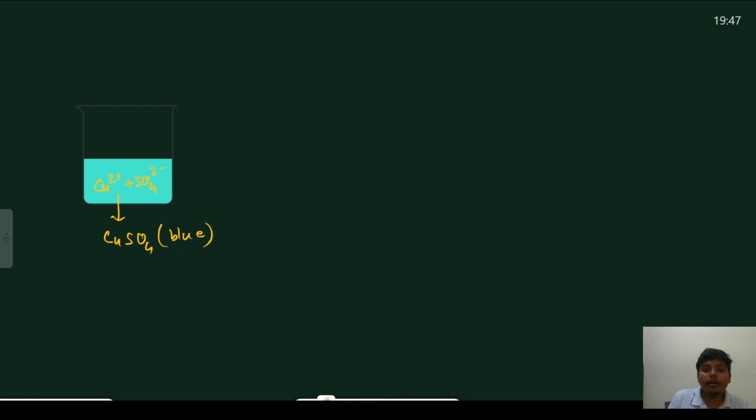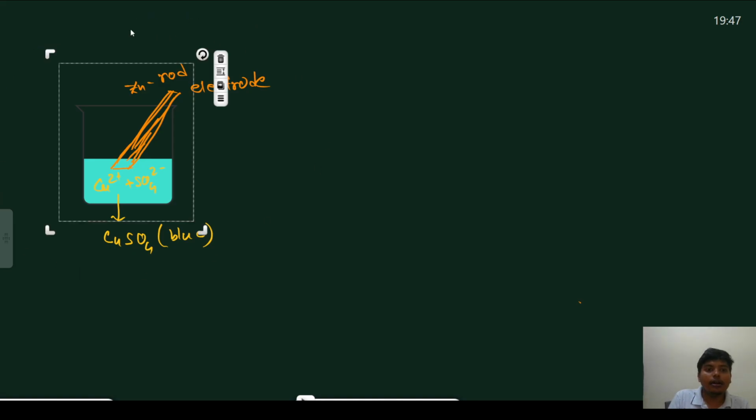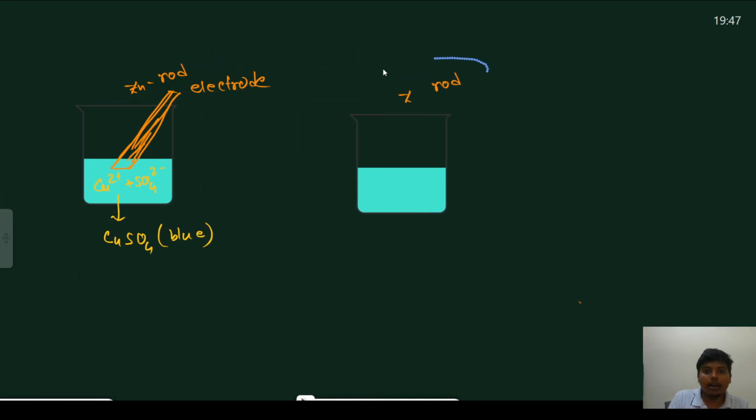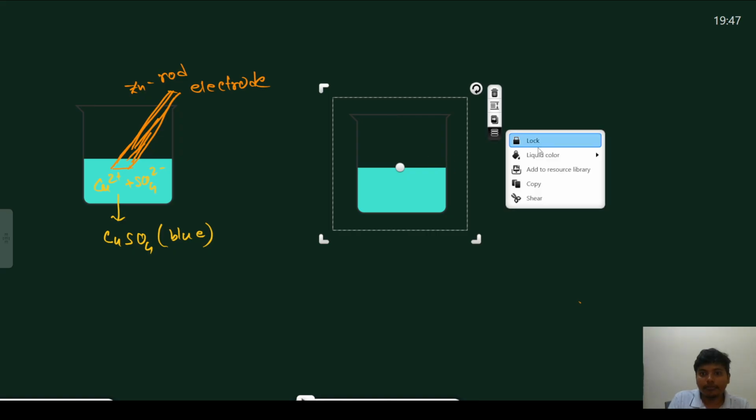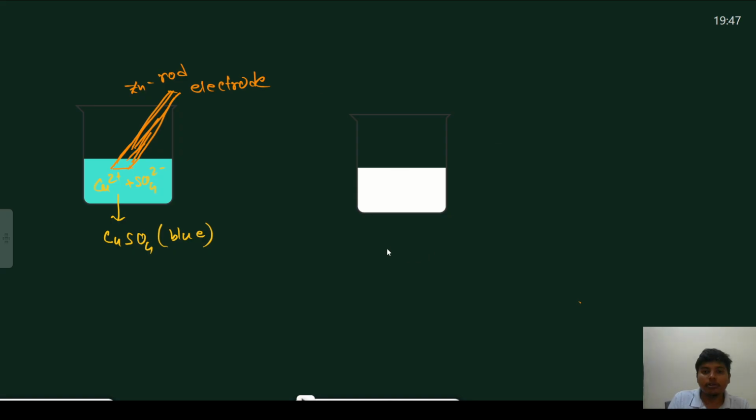Now what will happen if I put a zinc rod in it? So I put a zinc rod in it. What happens after some time? The zinc rod acts as an electrode over here. After some time, you will see this blue color become colorless. Not white, I'm just drawing white. So after the zinc rod is dipped here, this blue color becomes colorless.